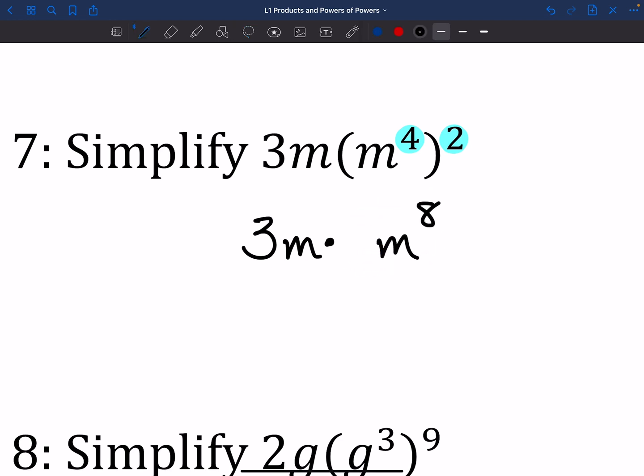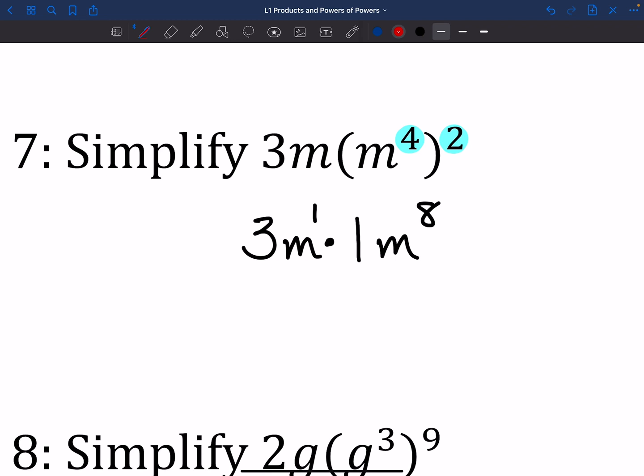I know you don't have the power to just scoot your writing over like that, but if I have m to the 8th, then that is just telling me that I have a single m to the 8th. 1 m to the 8th is what I've got. Over on the left side, if I've got 3m, that m still has a power on it that we just don't see. It's an invisible 1 there as well. So this is 3m to the 1st times 1m to the 8th.